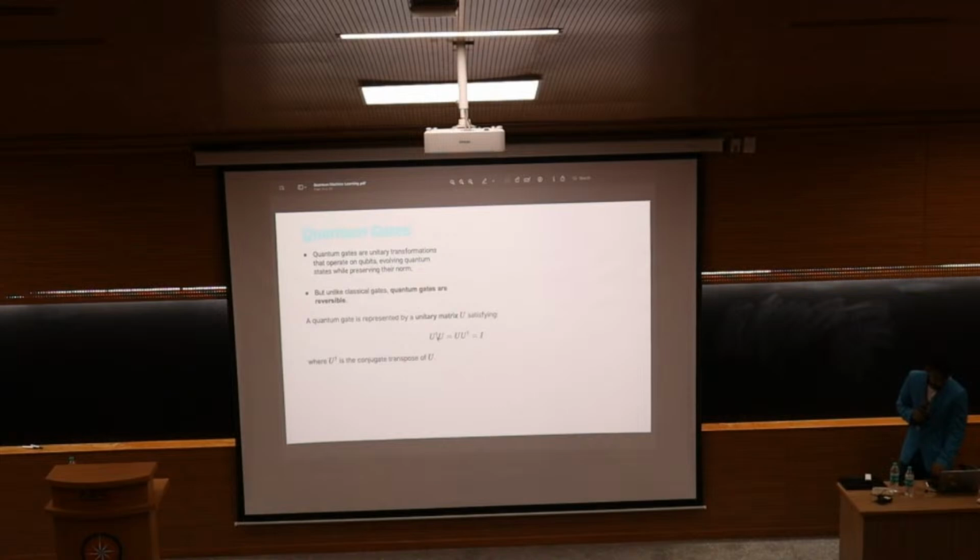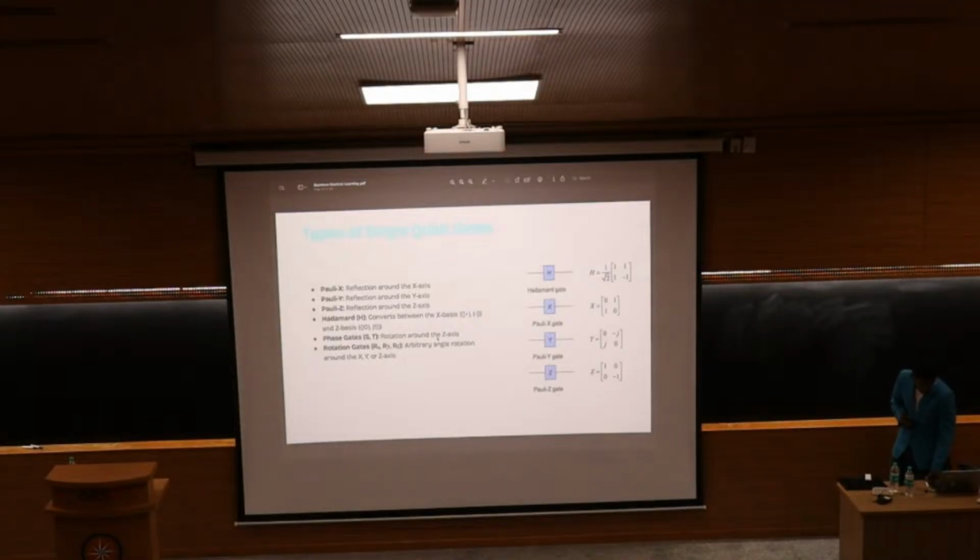So two things they can see from this: one, quantum gates are unitary in nature, and second, they are reversible. So we'll go ahead. There are different kinds of quantum gates. First, there are single qubit gates, which basically get applied on a single qubit.